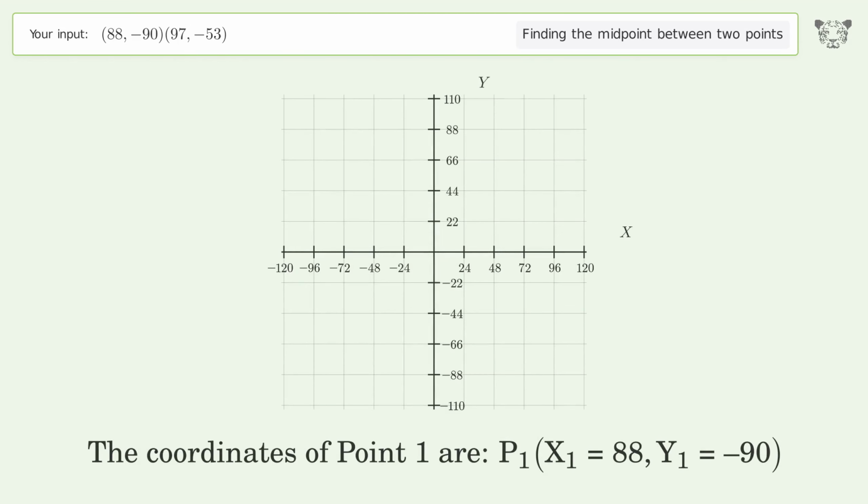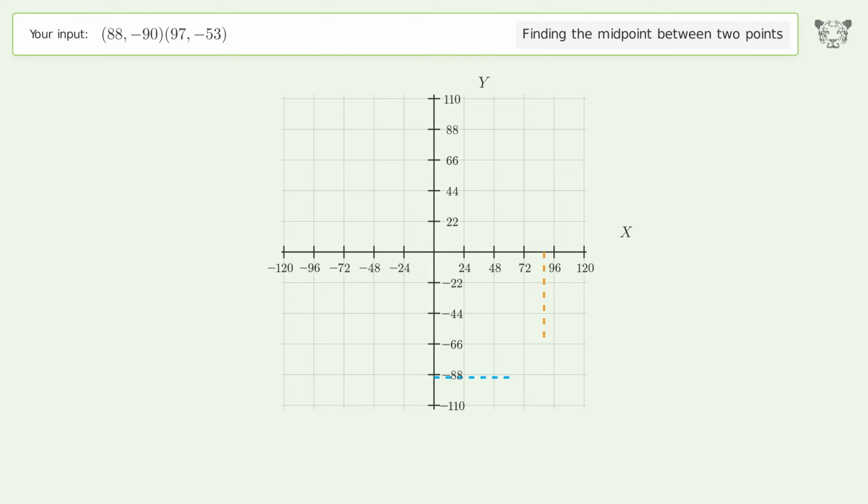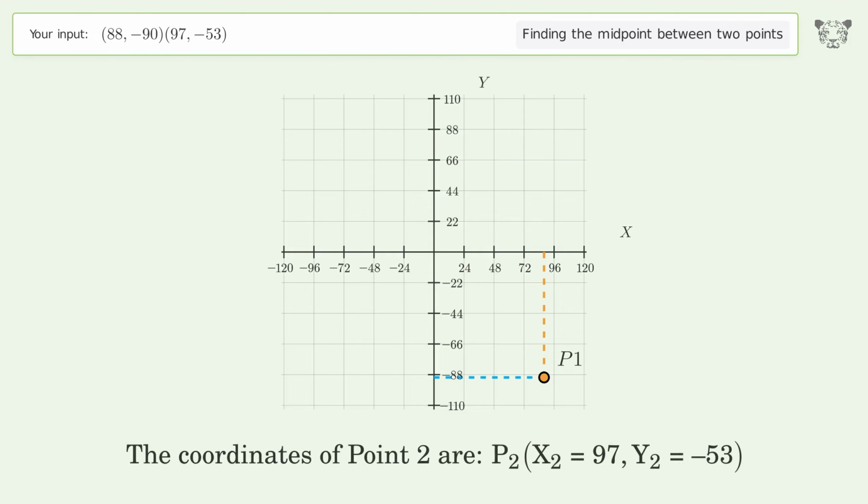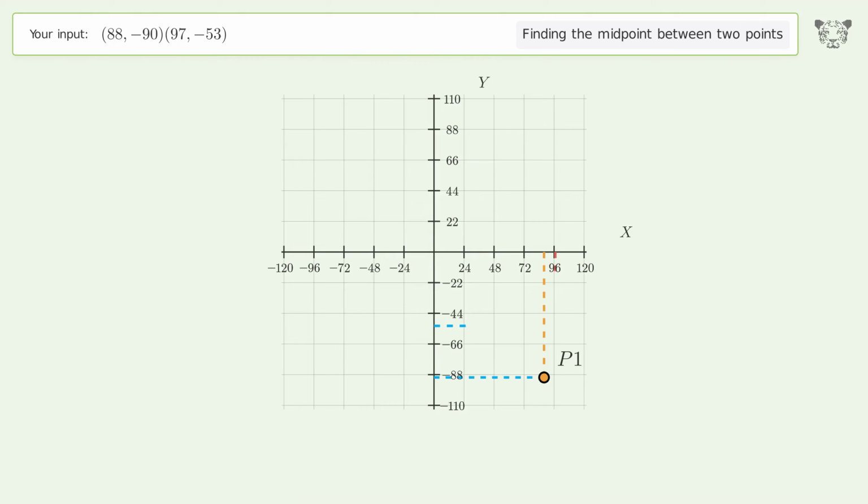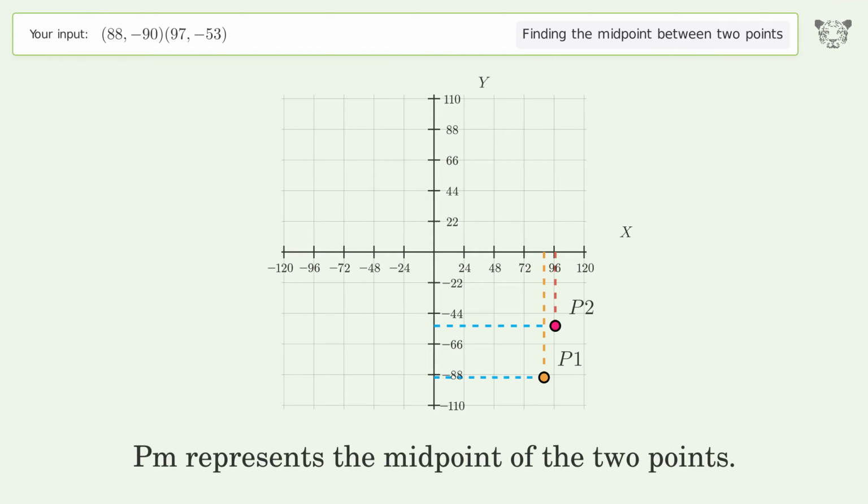The coordinates of point 1 are x1 equals 88, y1 equals negative 90. The coordinates of point 2 are x2 equals 97, y2 equals negative 53. PM represents the midpoint of the two points.